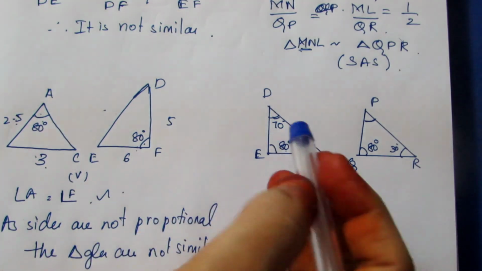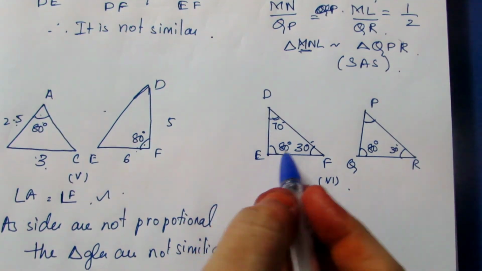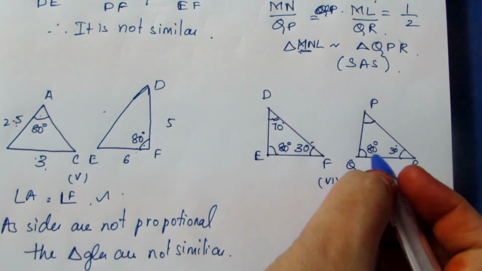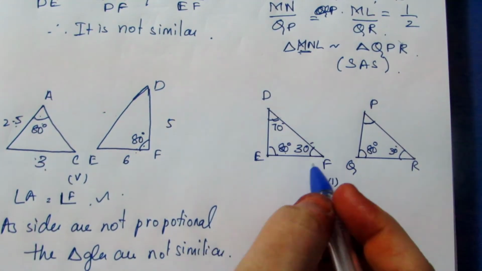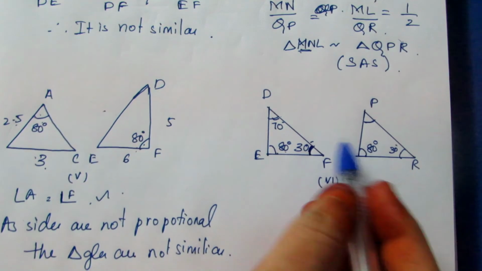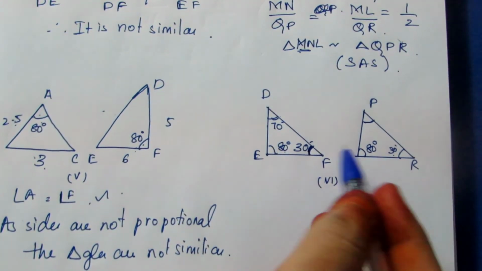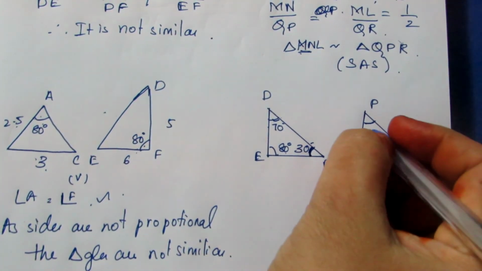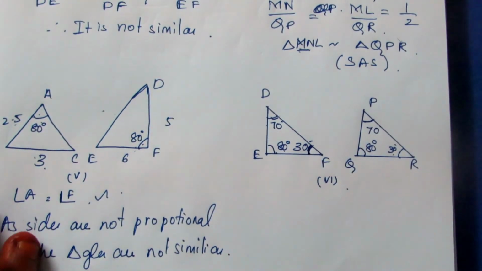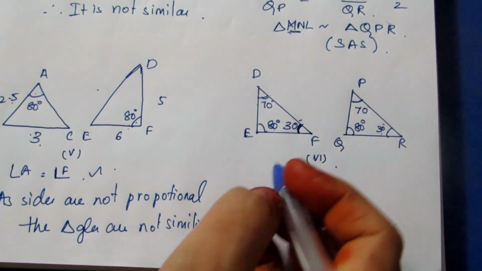In the sixth sum, they have given a triangle DEF and PQR. Here E is 80 degree and D is 70 degree. Here Q is 80 degree and R is 70 degree. By angle sum property, we can find the angle. Because seeing this, we can say it is not similar because 80 and 70 here, 80 and 30 here. But by angle sum property, we can find the angle here as 30 degree and here it will be 70 degree. So now it has become a similar triangle. So if any two angles are given, try to find the third angle. Only then we can say whether it is similar or not.